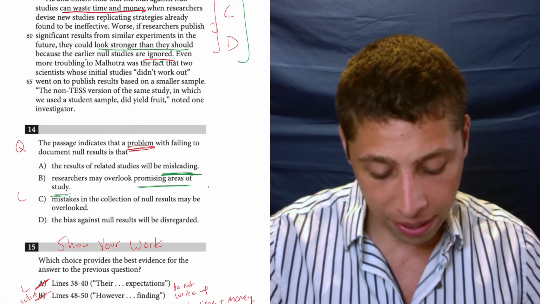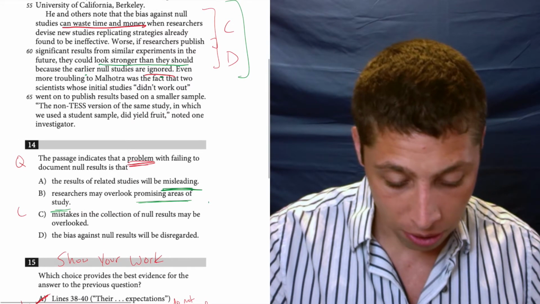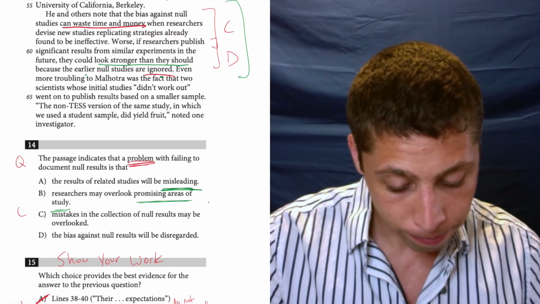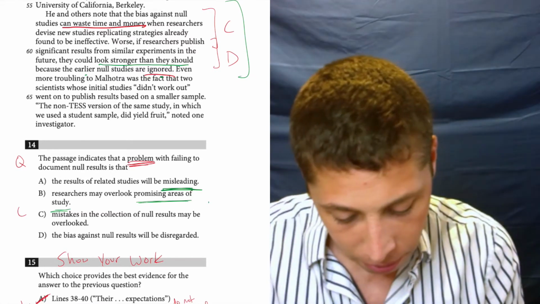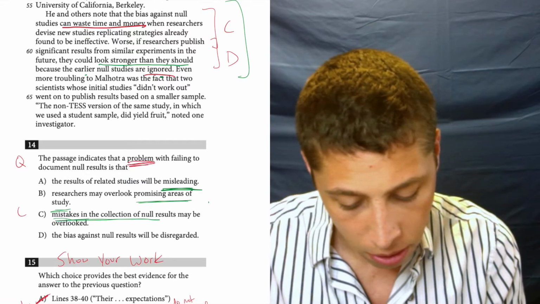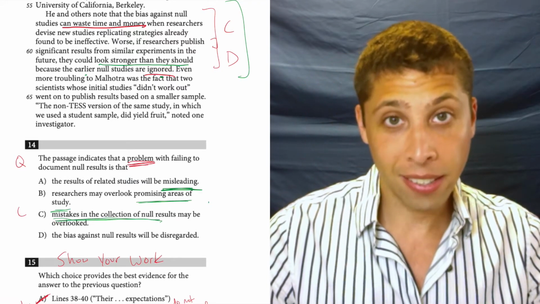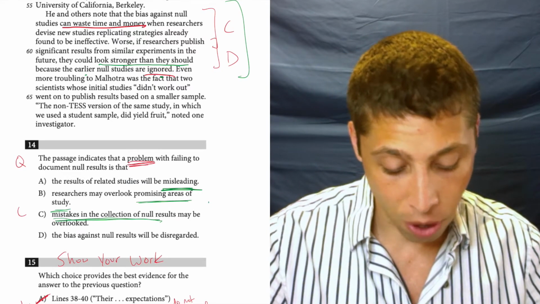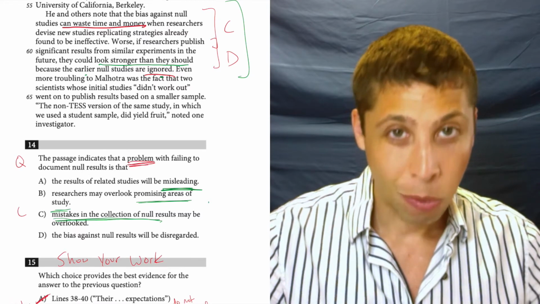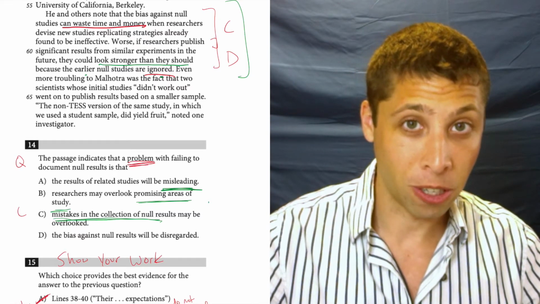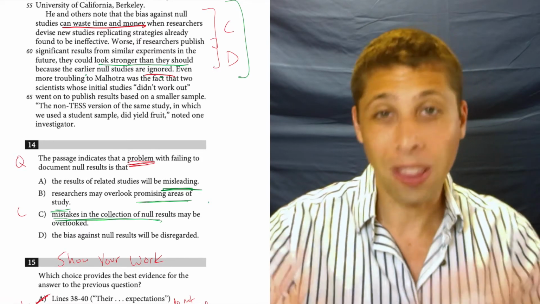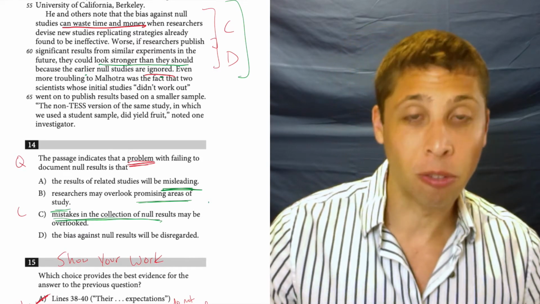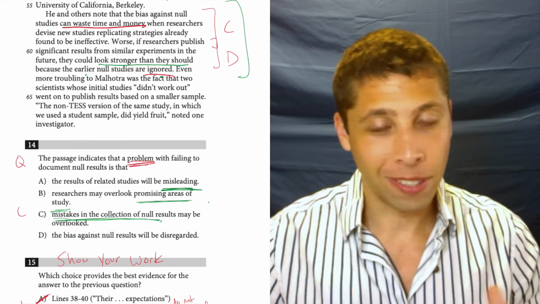C, mistakes in the collection of null results may be overlooked. Well, the problem here, it's very subtle. Mistakes in the collection of null results may be overlooked. We're talking about the studies being overlooked, but not that some sort of problem with the process is being overlooked. So again, it's not a great connection.